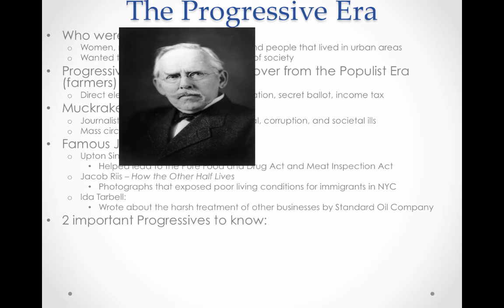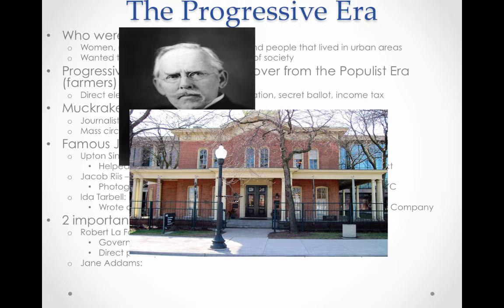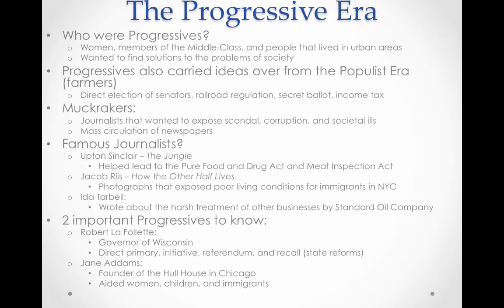All right, two other important progressives you need to know that maybe we didn't spend as much time on is Robert La Follette. And he was the governor of Wisconsin, a progressive governor who pushed for direct primaries, initiatives, referendums, and recalls. Specifically, these were all forms of state reform. And Jane Addams, the founder of the Hull House in Chicago, that helped women, immigrants, and children.